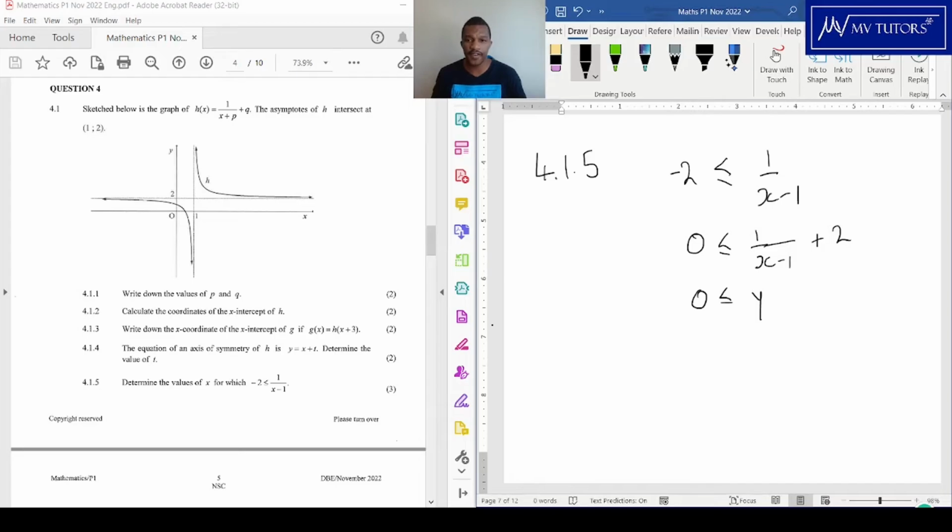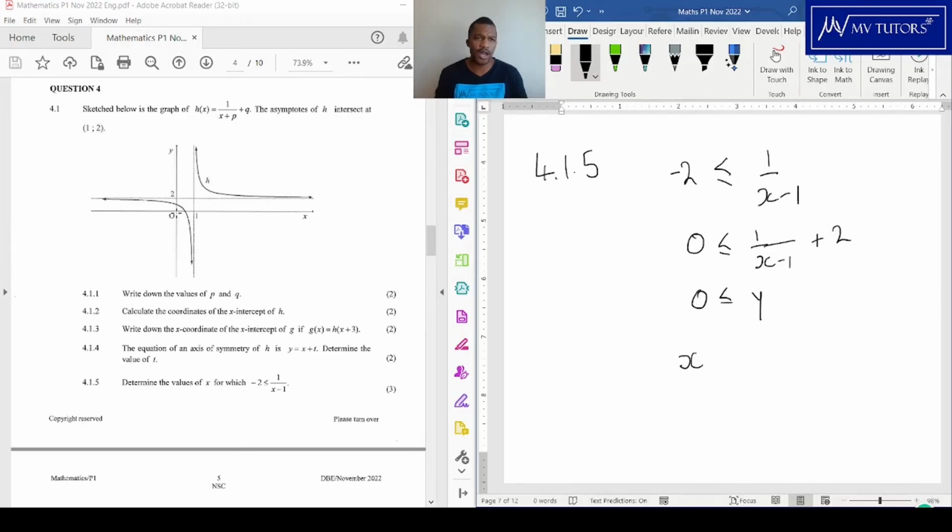Okay, so values of x for where y is greater than 0. So I know that if I put my hand over the x's, and I look above, that's where I get values of y that are greater than 0. Because from 0 going up, that is the place where basically y is greater than 0.